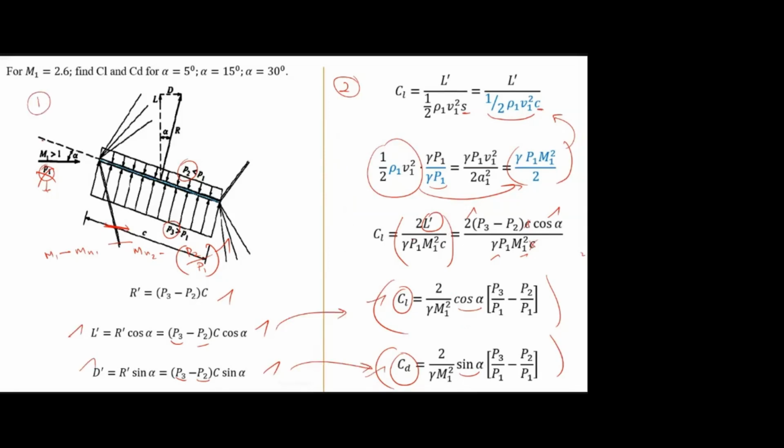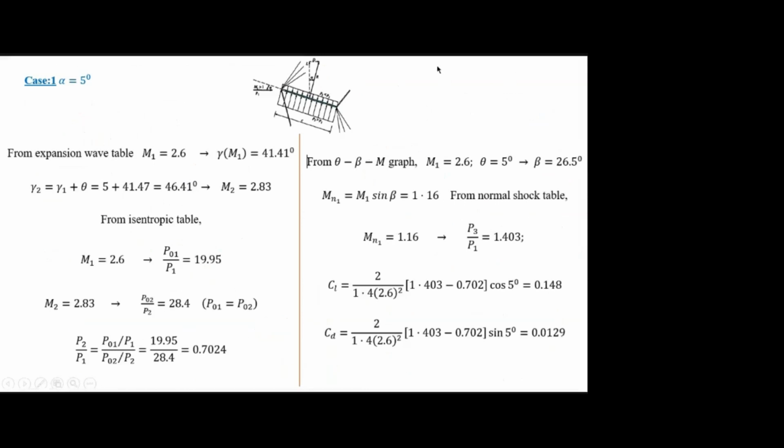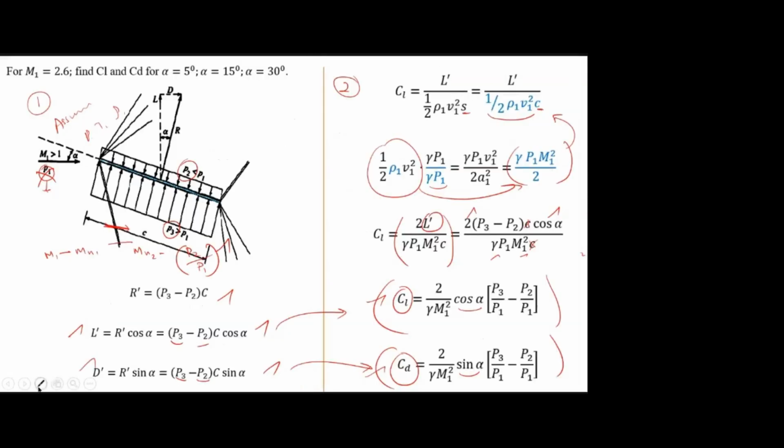So in the first procedure, you can assume P1, T1, rho 1. In the second procedure, you can follow this formula. It's up to you. For both procedures, you will get full marks. If you feel that remembering this formula will be difficult, straight away you can assume sea level conditions P1, T1, rho 1. No issues. So this is the final formula.